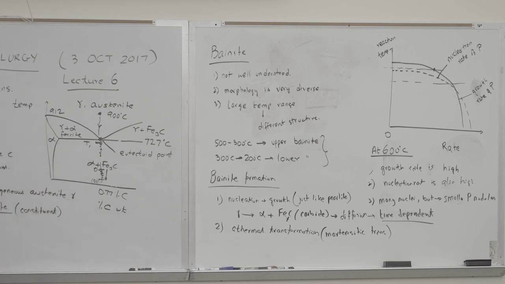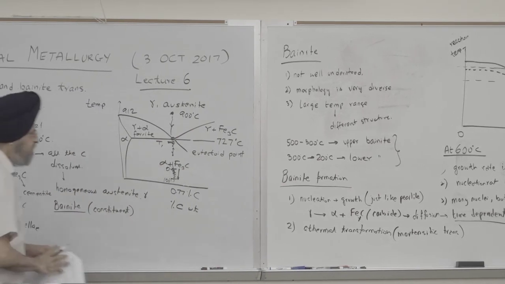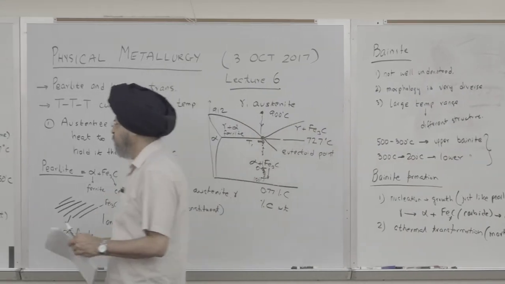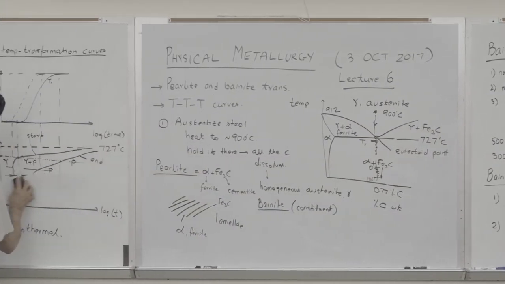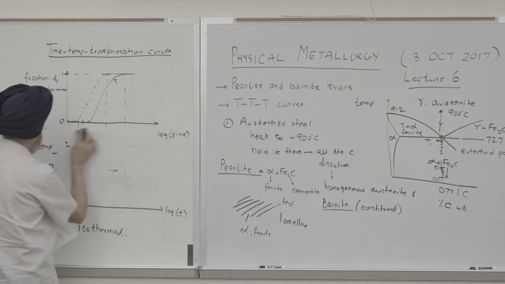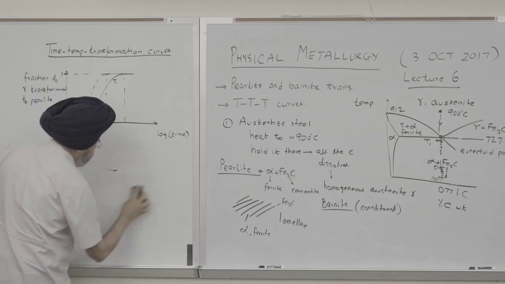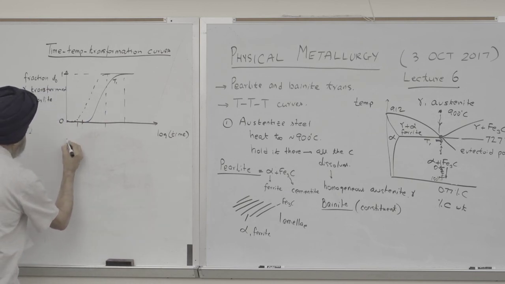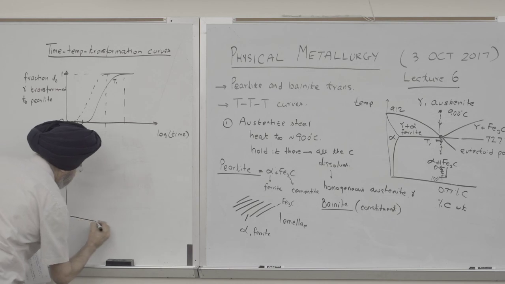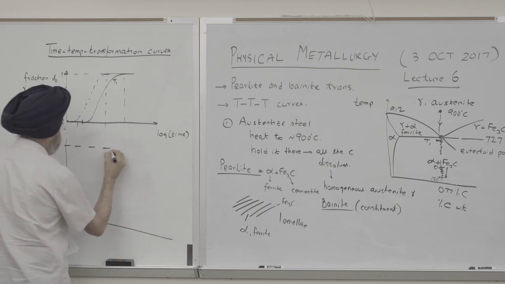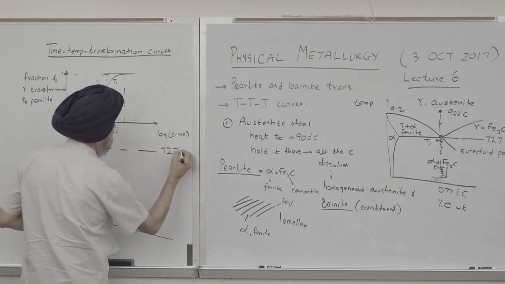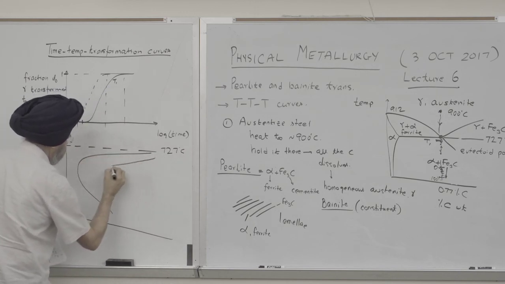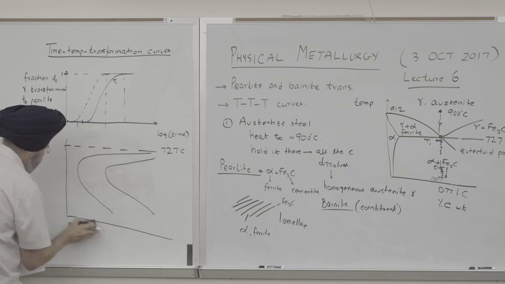Okay, so on this phase diagram, by the way, this is like a phase diagram, right? So let me draw this a little cleaner. I'm going to use the same space. I'm going to put the bainite transformation over here. So this is a TTT curve. Here's 727 degrees C. So now I'm going to draw a complete curve.